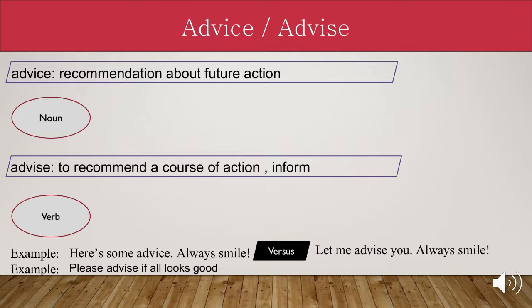Now let's take a look at the second example. Please advise if all looks good. In this case, again an action is involved because you are requesting somebody to give a recommendation if all looks good. And hence the correct word is advise, because an action is requested here. You are requesting somebody to give you a suggestion if everything looks okay. In the next section, I'm going to give you some sentences and we will try and pick the correct word by trying to identify what role the word is going to play in the sentence, whether it would be placed as a verb or as a noun, and depending on that, we'll choose the correct word.